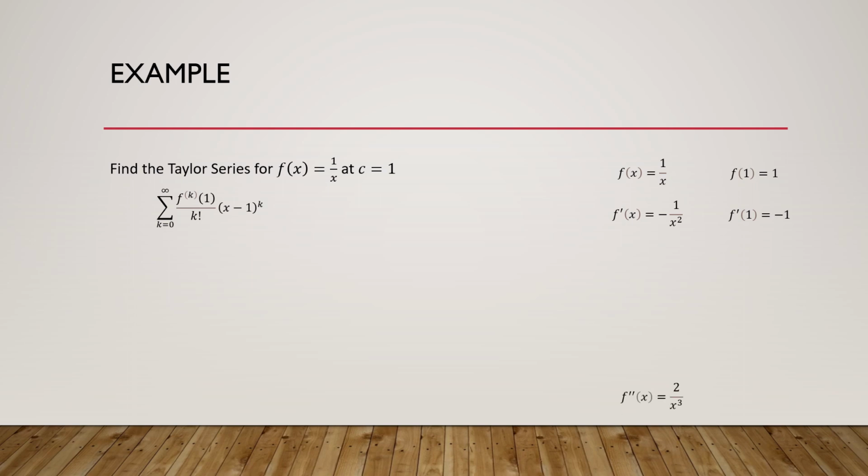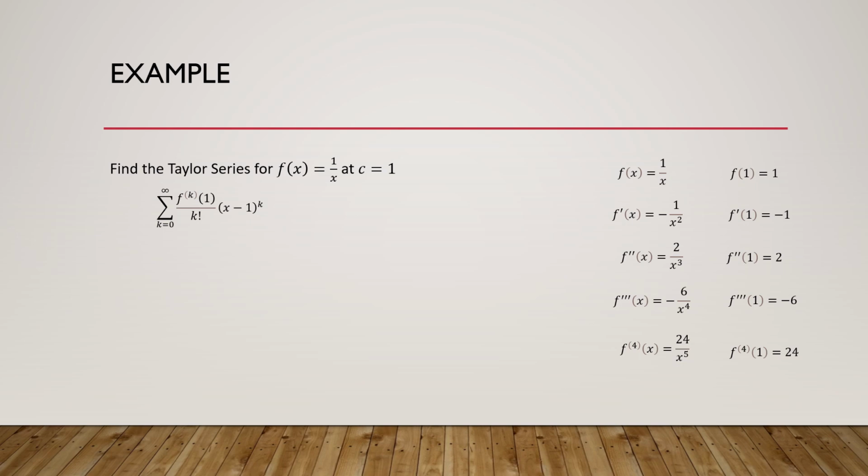The second derivative of f is 2 over x cubed, making the second derivative at 1 equal to 2. The third derivative of f is negative 6 over x to the fourth, making the third derivative of f at 1 equal to negative 6. The fourth derivative of f will then be 24 over x to the fifth, making the fourth derivative of f at 1 equal to 24.